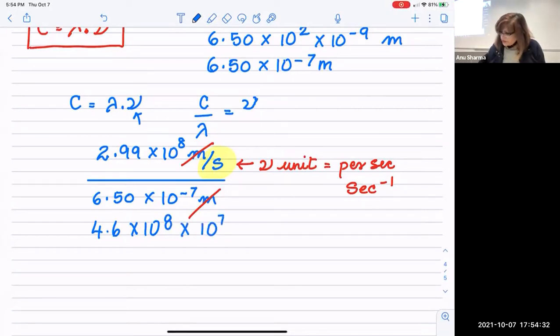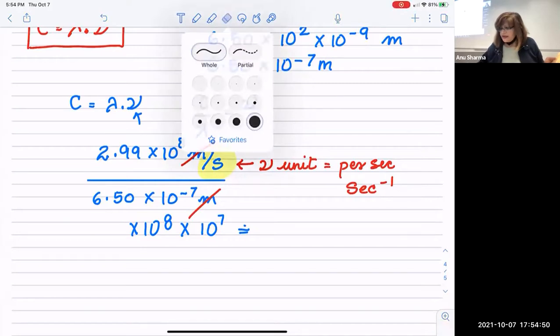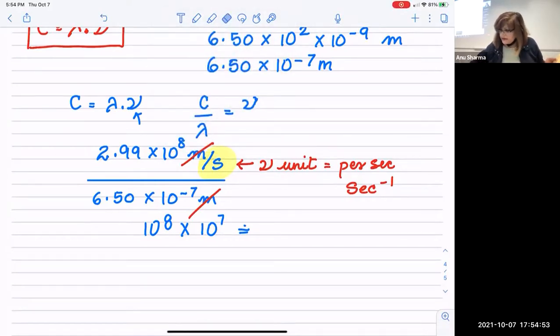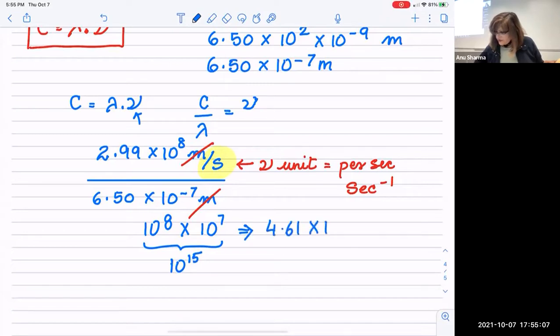And then when you just do the, is it 4 point? Yeah, 4.6 would be, just one second. Do it this way, 2.99 into 2.99. Yeah, if you're using the scientific calculator, then you would get it. But just keep in mind that this thing would come out to be 10 to the power 15. And then when you do this, the actual answer becomes 4.61 into 10 to the power 14. And that is seconds inverse.